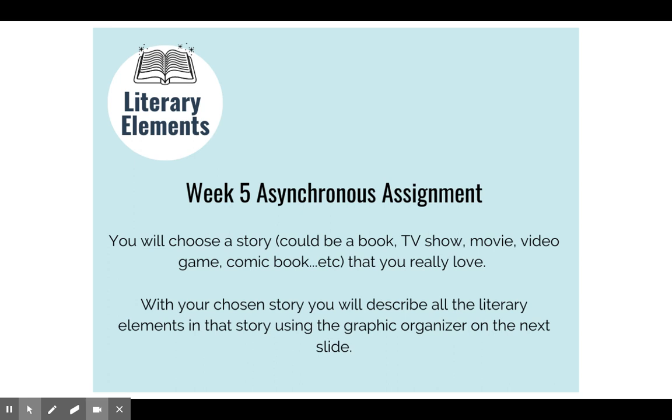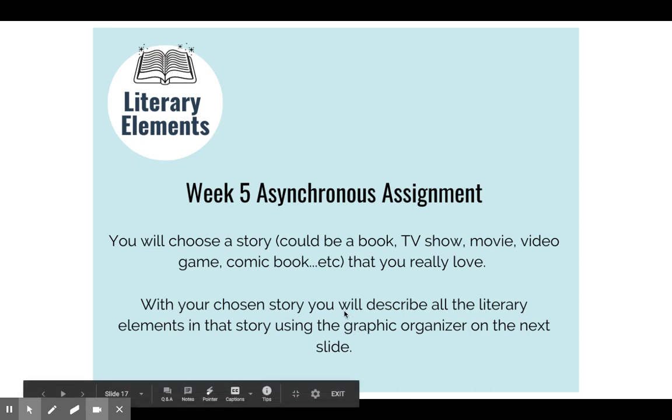And you're just going to pick one story. With your chosen story, you're going to describe all the literary elements in that story using the graphic organizer on the next slide. So let me show you that.